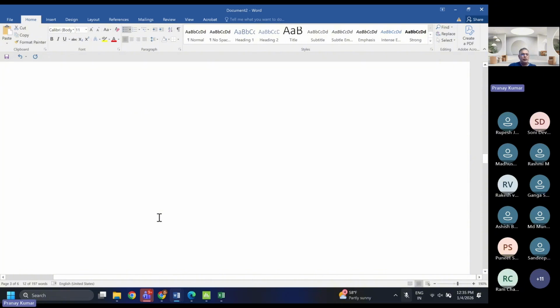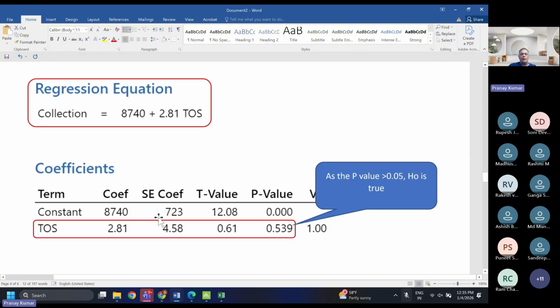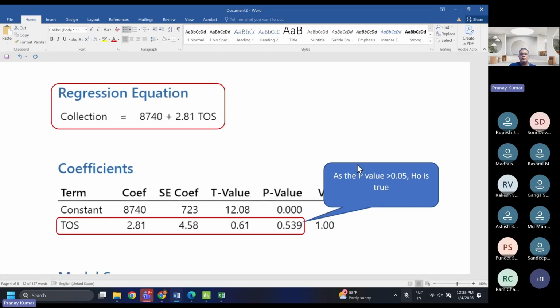Everyone, please complete your regression. Let me know once you're done so that we can move forward.